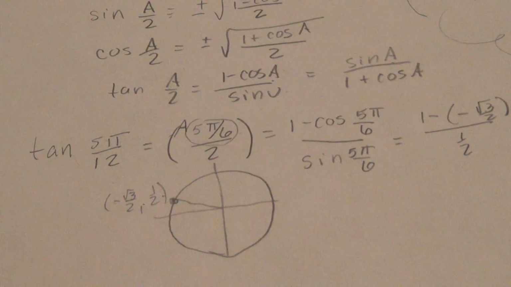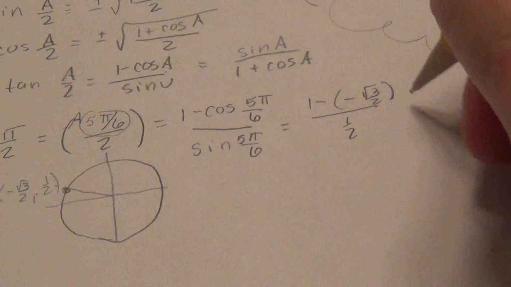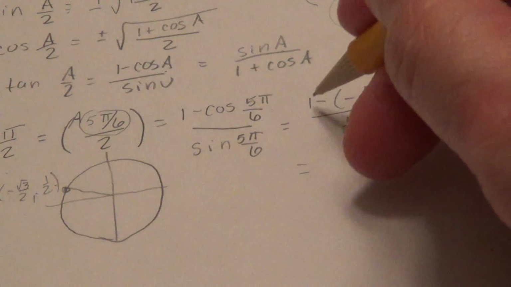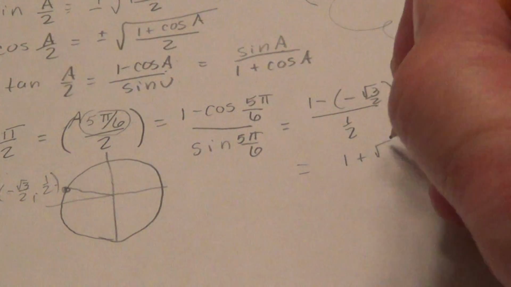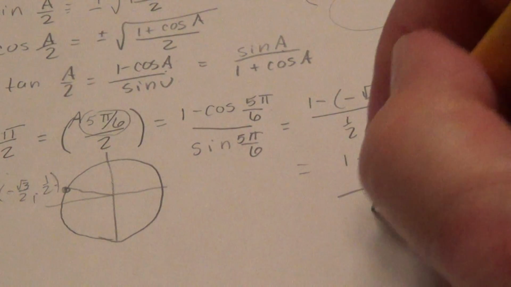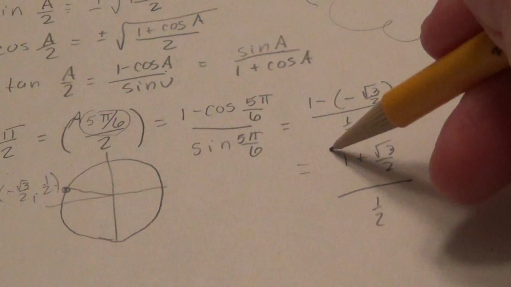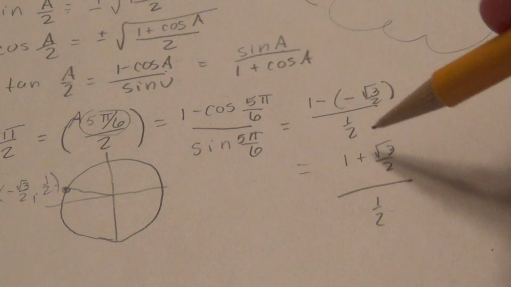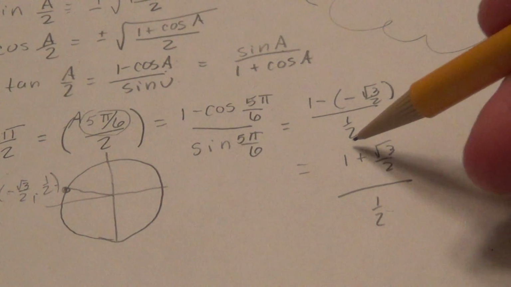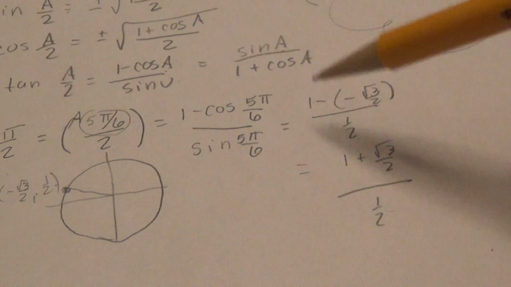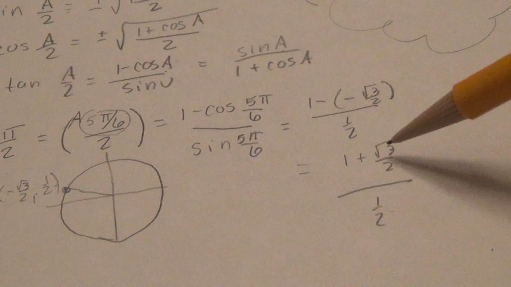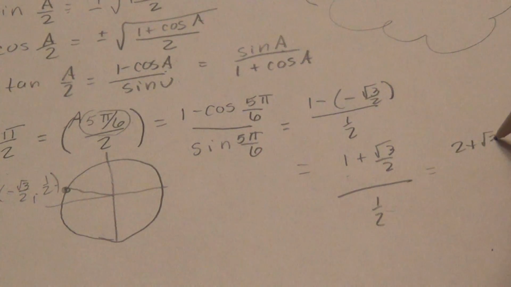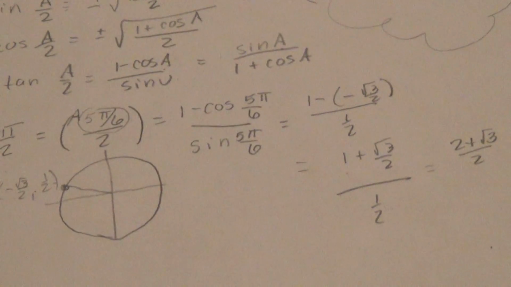Get back in here and clean up your work. You'll see it's not too bad to clean up. In the top, I'm going to rewrite this as a positive. In the bottom, still it's 1/2. Before I can divide this numerator by this denominator, it's easier if it's one term. So I'm going to rewrite the 1 as 2 over 2, so I can add them over the like denominator of 2. So I get 2 plus the square root of 3 over the common 2.